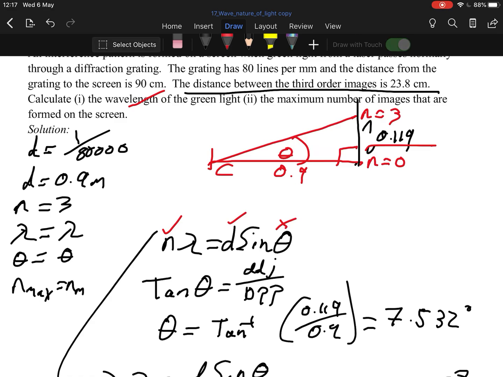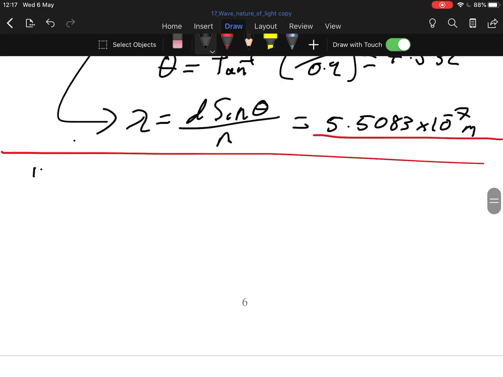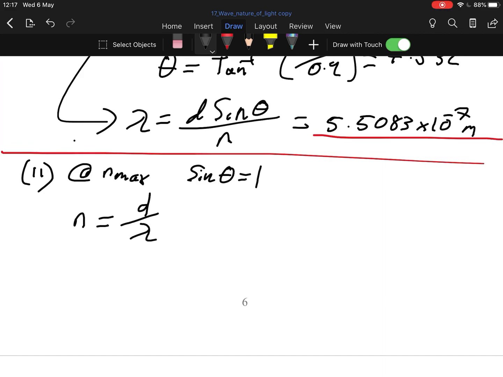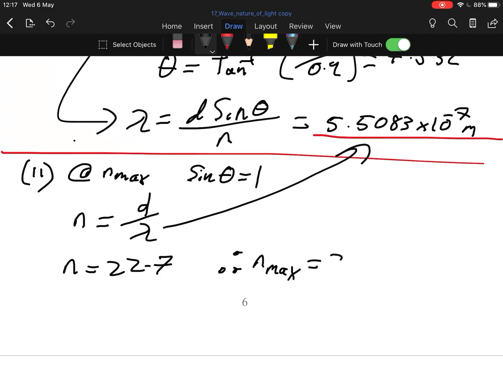That's done. Now we get on to part 2, the maximum number of images that are formed on the screen. So at n max, sine theta equals 1. Okay? So therefore, n equals d over lambda. So d, what did we work that out to be? 1 over 80,000, and lambda is what we got literally just 2 seconds ago. So you should work out n equals 22.7. So therefore, n max is 22. So there are maximum 22 images. You do not see a 23rd image.